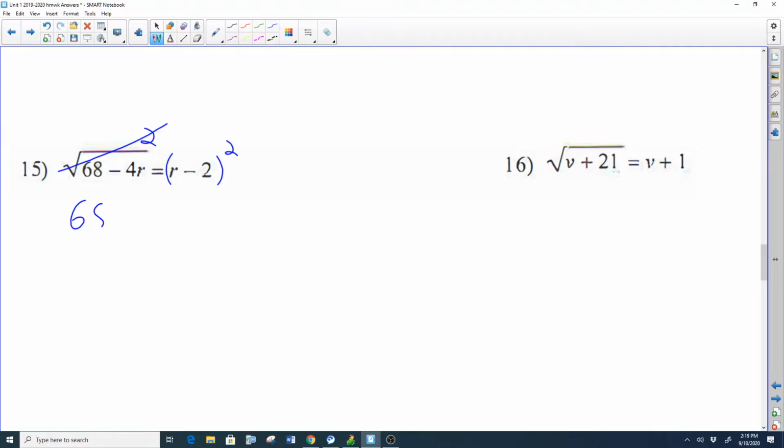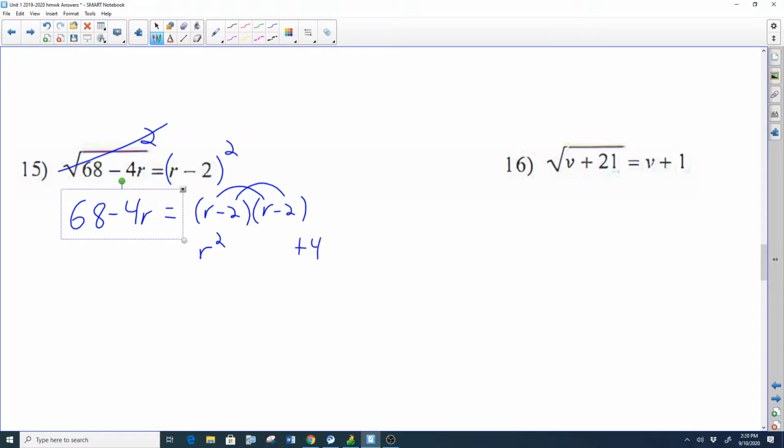So that's 68 minus 4r is equal to r minus 2 all squared, which is going to be written as r minus 2 times r minus 2. The reason why is because you don't want to just square the r and square the 2, because there's a middle term you'd be missing and get it wrong. So now we're going to FOIL that out or distribute it. So r times r is r squared. Negative 2 times negative 2 is a positive 4.